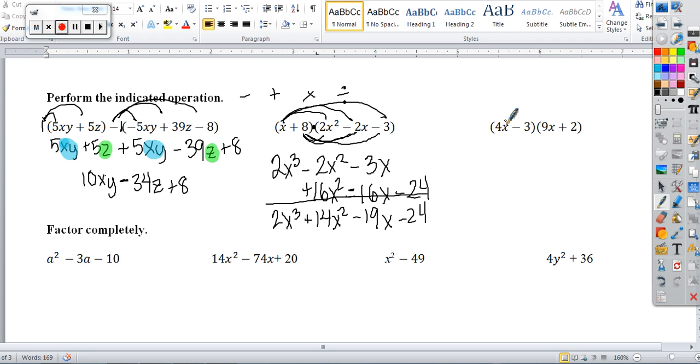Last one over here is just a simple binomial times binomial. So you're going to distribute the 4x and then come back and distribute the negative 3 and combine like terms. We get 36x squared plus 8x. Come back and get the negative 27x. I'm going to line it up right here with the other x, and negative times positive is negative 6.